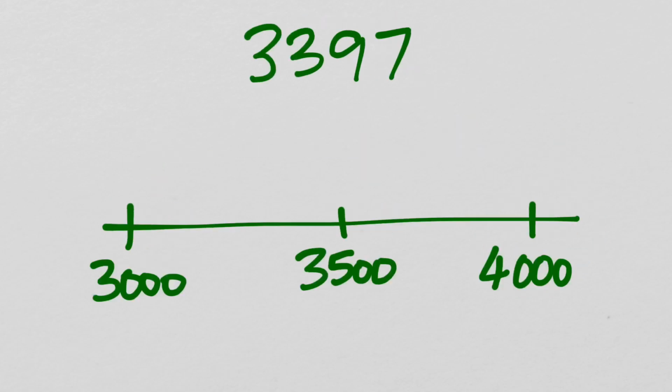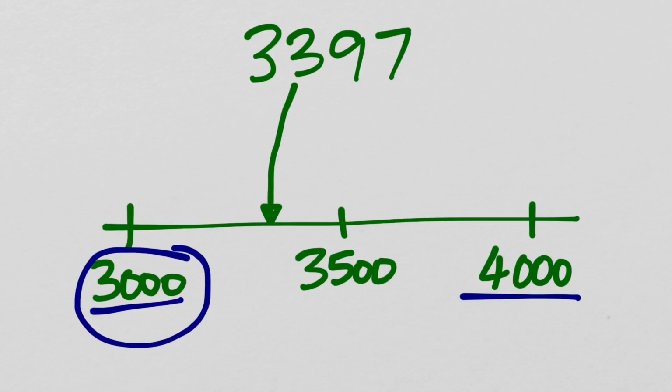So if I'm looking in thousands, let's say I want to round to the nearest 1,000, and I've got the number 3,397. Well, that falls between the 3,000s and the 4,000s, and halfway would be 3,500. So it'll either go down to 3,000, or it'll go up to 4,000. Well, where does it fit on the number line? It fits somewhere in here, okay? It's less than 3,500, it's less than halfway, so it rounds down to 3,000.